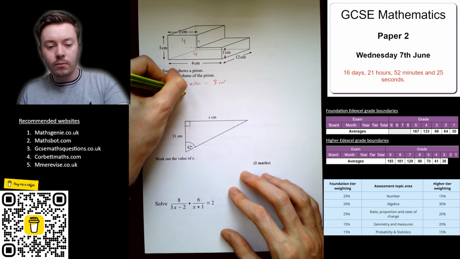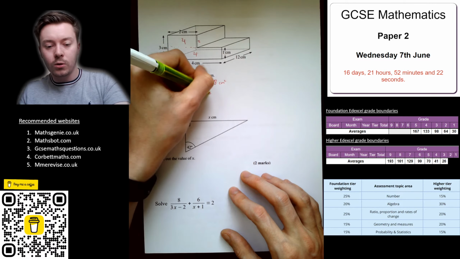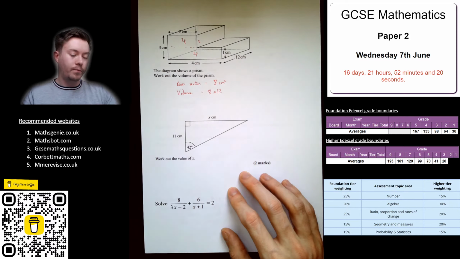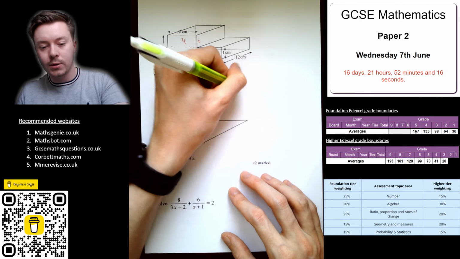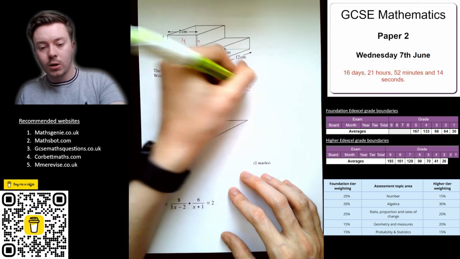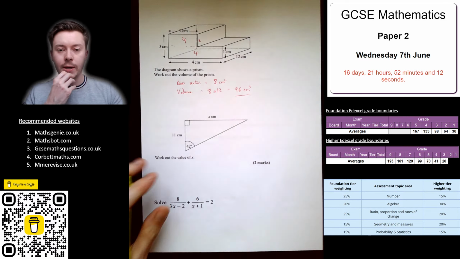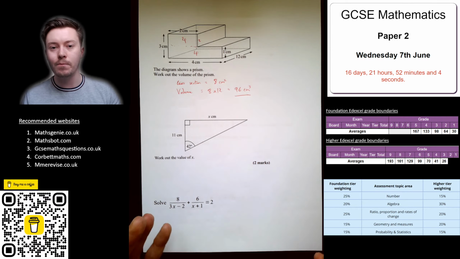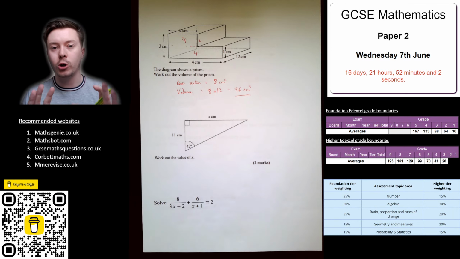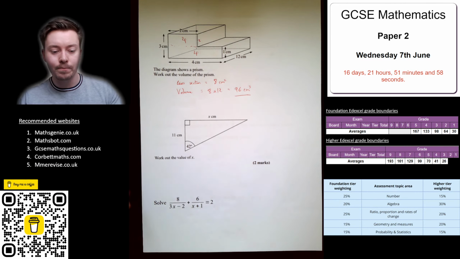So the volume is equal to 8 times by 12. 8 times by 12 is going to give me 96 centimetres cubed. So volume of a prism is the area of the cross section times by the depth, and that works with cylinders as well, although technically cylinders aren't a prism because they have a curved face, and you have to have flat faces for prisms.